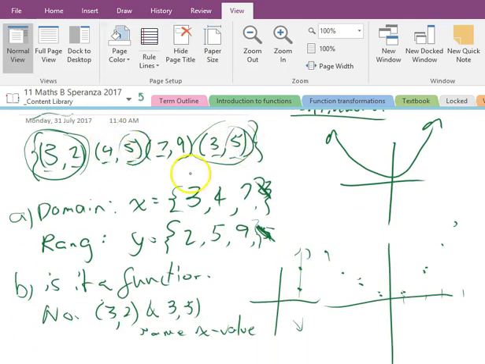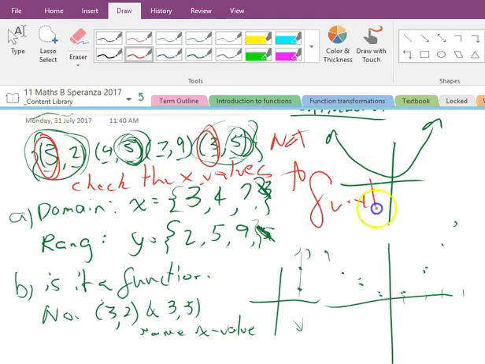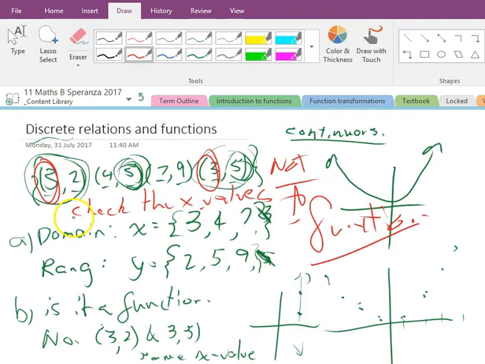Now you'll notice (4, 5) and (3, 5) have the same y value, but that's not going to affect whether this is a relation or a function. It's only the x values that you need to check. Check the x values. That's not a function because there are 2 x values that are exactly the same.